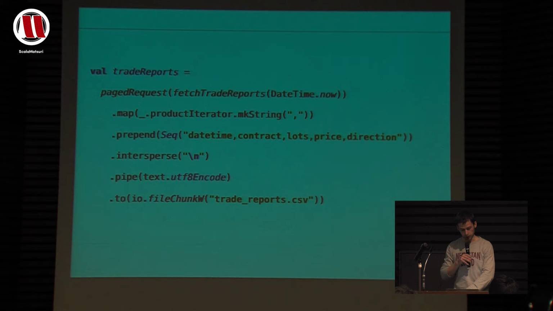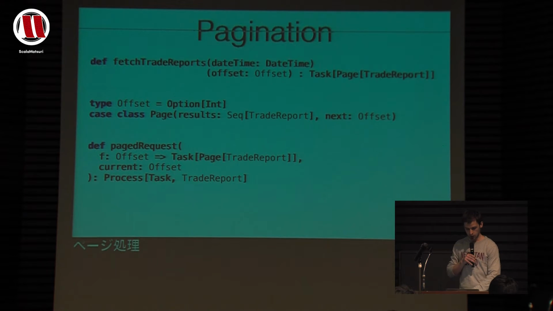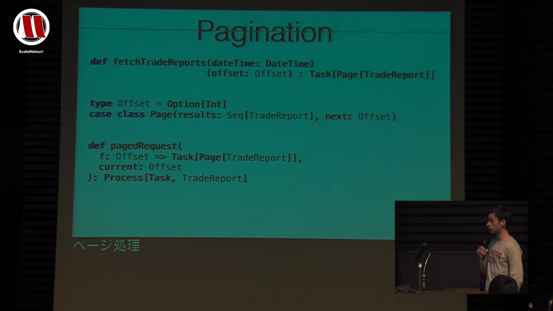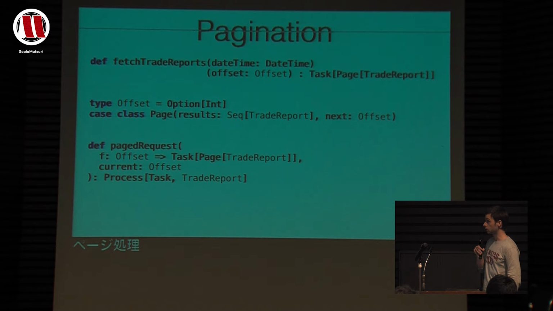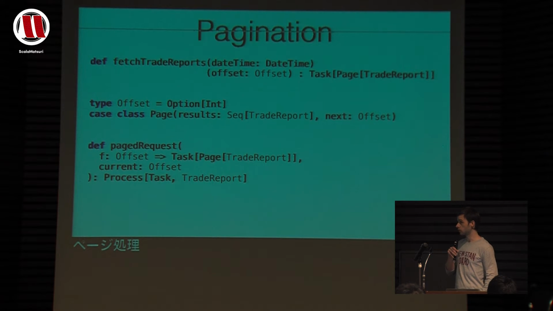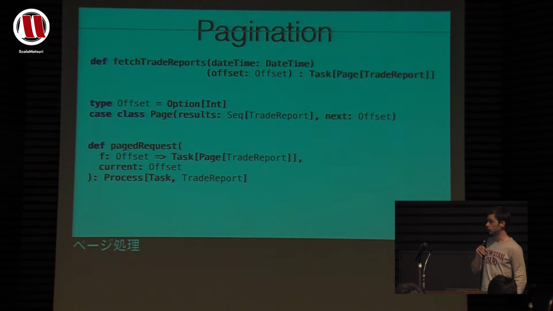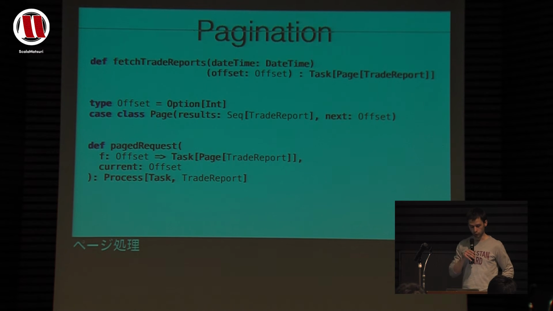So now, let me explain what this page request is doing. Usually we have to deal with a lot of trades, so we can't just fetch all the trades in a day in one go, so we use pagination. And we have to have some sort of offset, which decodes whether there's a next page to be fetched. And the page itself, which contains the trade reports, and if there's a next page, an offset. And the page request type, in this case, needs a function that allows it to actually fetch the trades, and it will return a process.